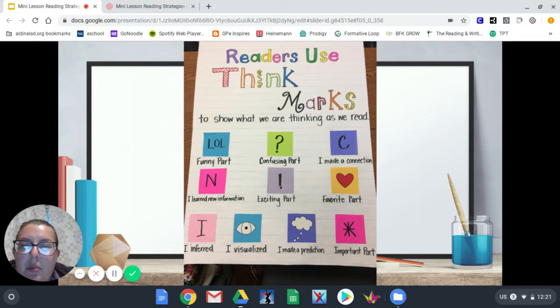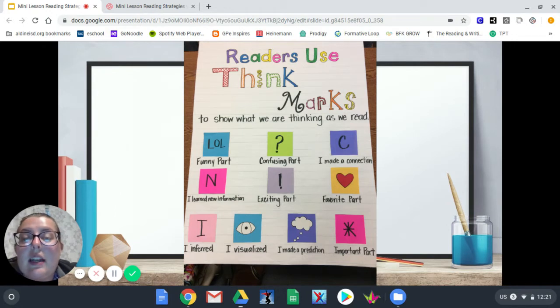And I know some of you probably don't have sticky notes at home, but that's okay. You can always use a piece of paper and write the page number down and then write your stop, think, jot down. You can also use a piece of paper and make a little square or rectangle on it as your sticky note and then just put the page number. That way you remember what page it was on. That's just a way you can stop, think, jot.